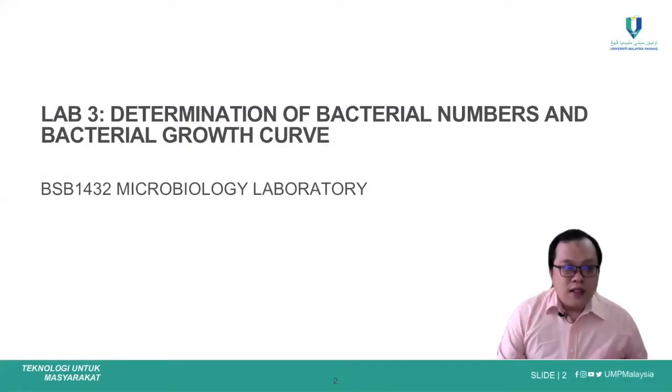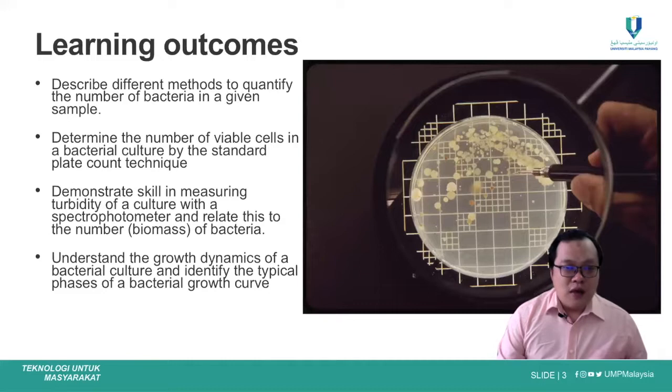Lab 3: Determination of bacterial numbers and bacterial growth curve. The learning outcomes of this Lab 3 are, first, to describe different methods to quantify the number of bacteria in a given sample. Second, to determine the number of viable cells in a bacterial culture by the standard plate count technique.